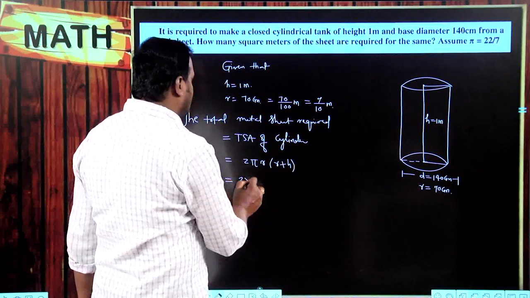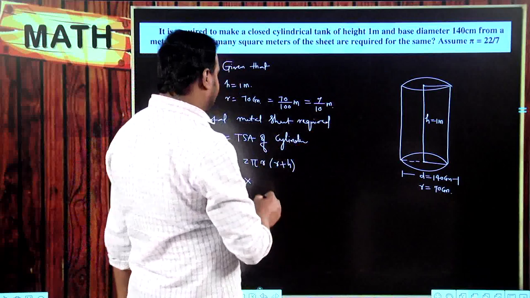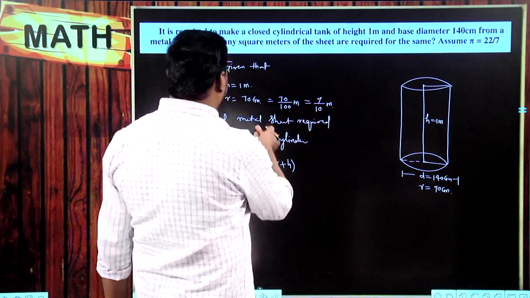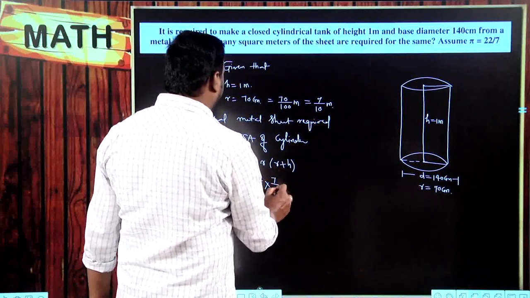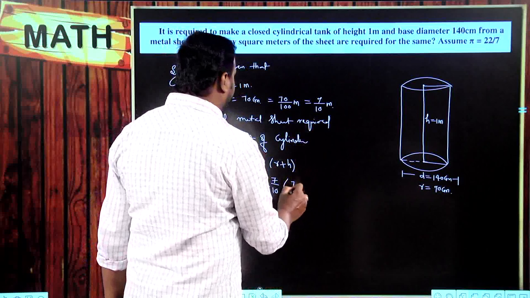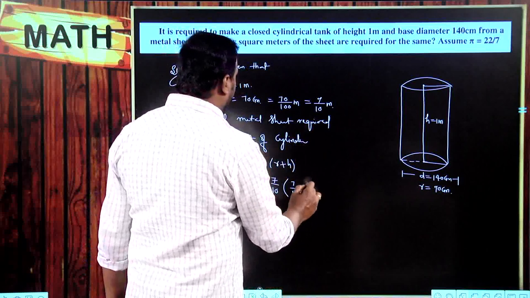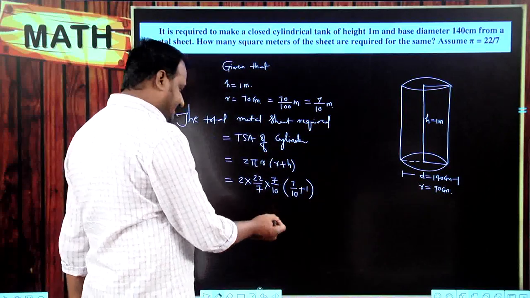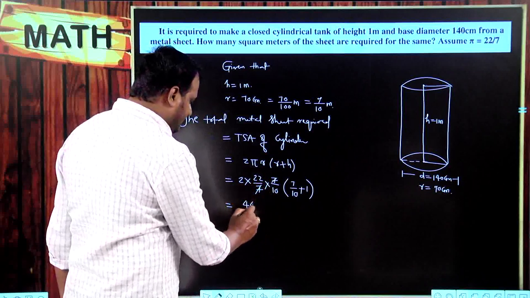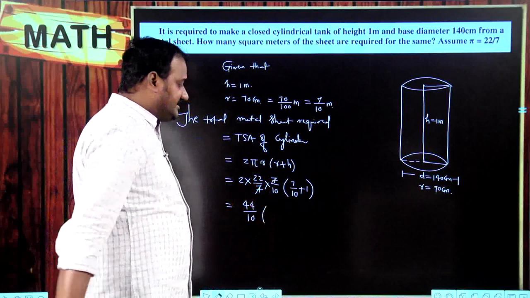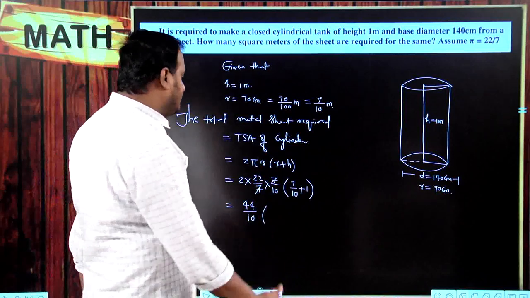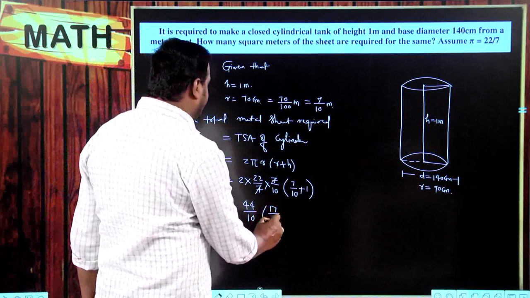So, 2 into the value of pi, which is mentioned here as 22 divided by 7, times the radius. Of course, the radius is going to be 7 divided by 10, into r plus h. The radius is equal to 7 divided by 10 and the height is 1 meter, right. If there is any cancellation, please do cancel. 7 and 7 get cancelled, 2 22s are 44 divided by 10 times 7 by 10 plus 10 by 10. 7 plus 10 is equal to 17, so 17 divided by 10.